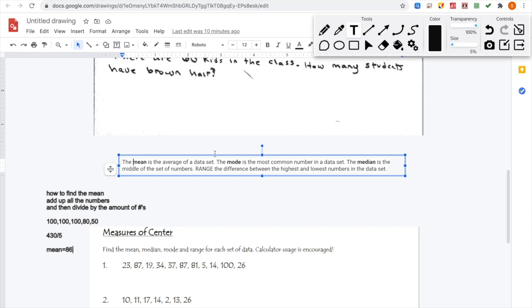Next, we're going to talk about mode. Mode is the number that is the most common, the one that shows up the most. So how many times does 100 show up? It shows up 1, 2, 3 times. All right. 80 shows up once, and 50 shows up once. So the mode would be 100 because it shows up the most amount of times.